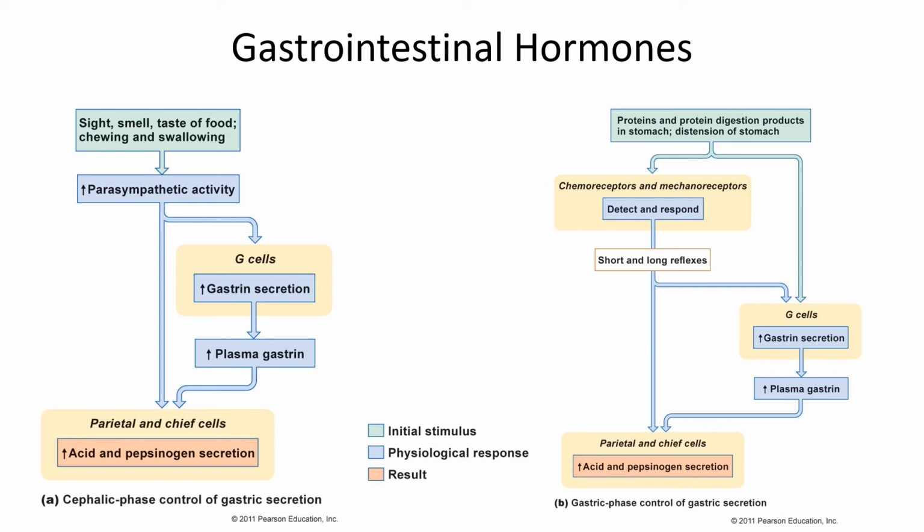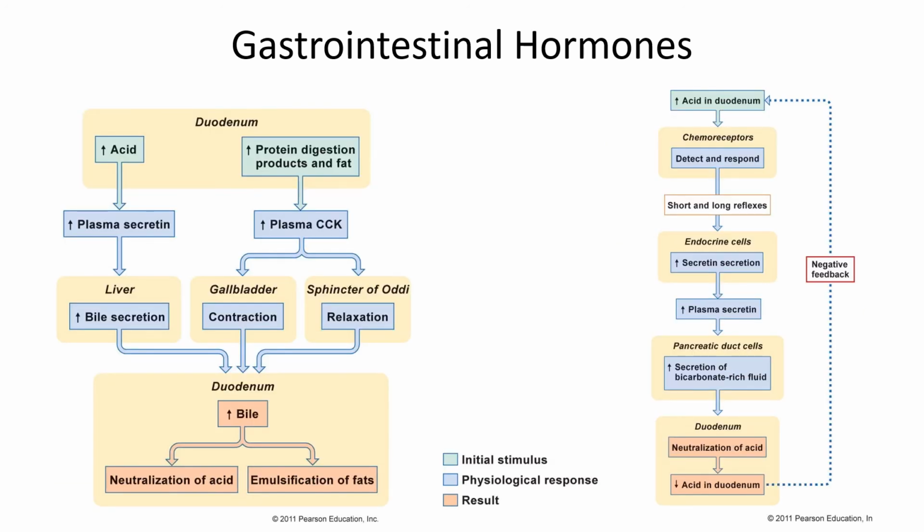The other thing that can happen is that G cells can be stimulated by chemo and mechanoreceptors. So mechanoreceptors sense the stretching of the stomach, that activates G cells. Chemoreceptors are going to detect the presence of food items, and that will also activate G cells. And that has the same effect. It's going to activate the parietal cells and the chief cells.